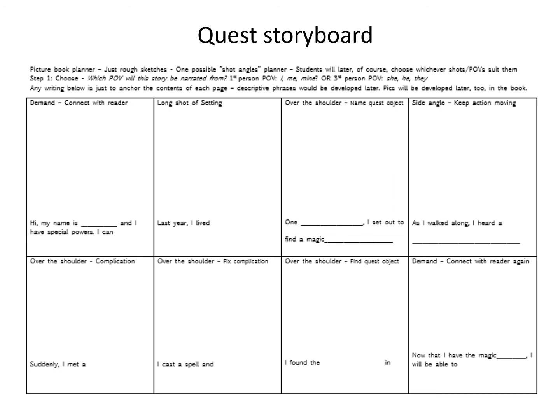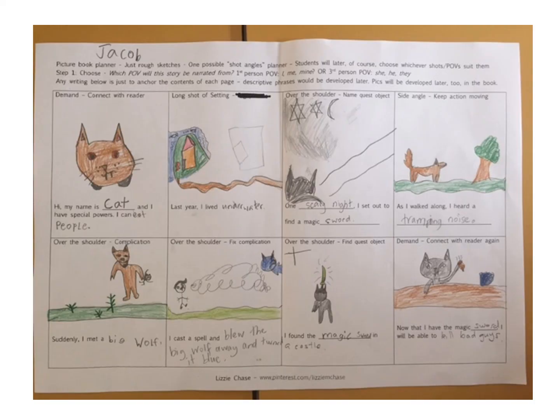And then we can see that we're looking over the shoulder of our main character and seeing what they do to fix the situation. They basically cast a spell. And the next happy bit is that they've actually found their quest object. And we see that over the shoulder. And then the story sort of ends triumphantly with the main character looking at the reader with a very happy expression, understanding what they're going to be able to do with that quest object.